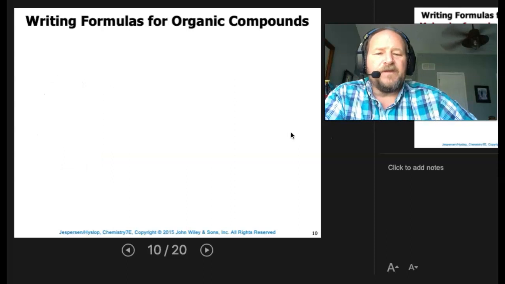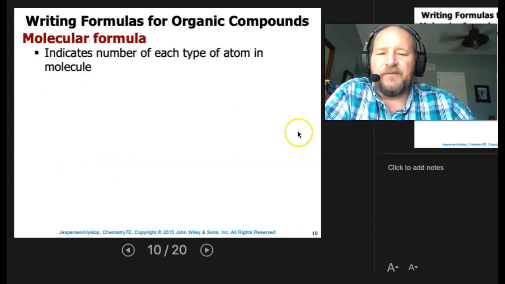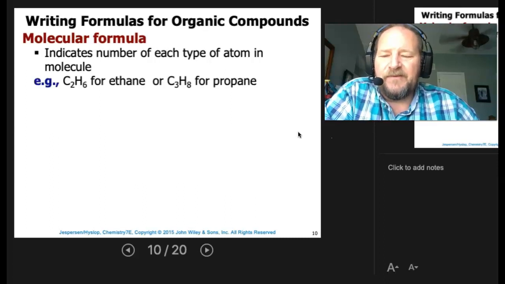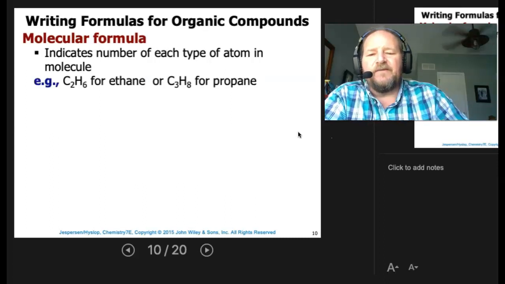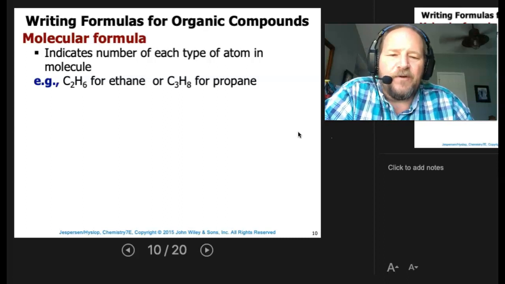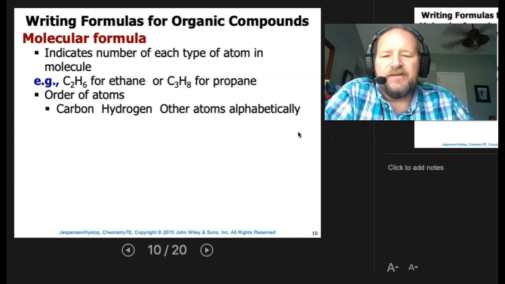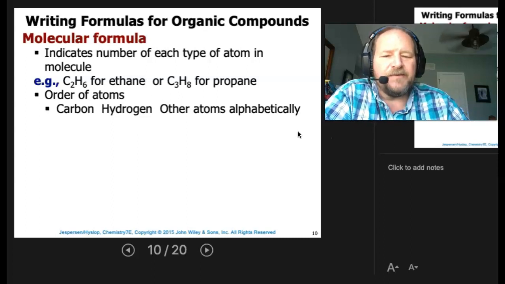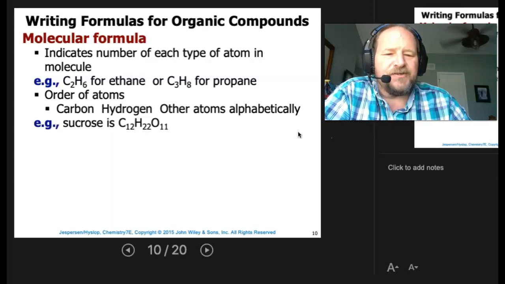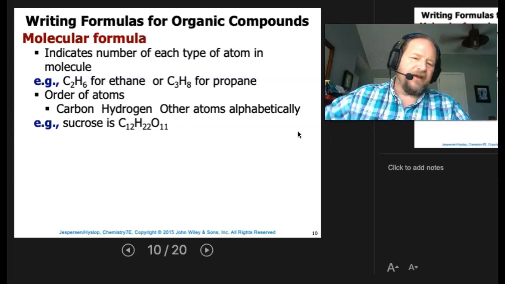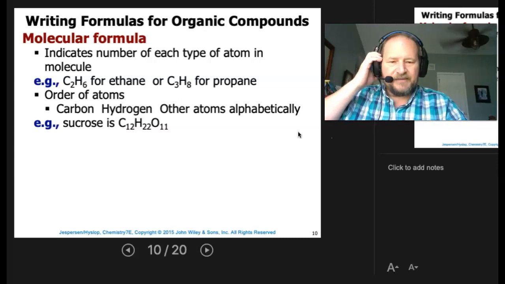All right, so writing formulas for organic compounds, well, they're molecular formulas, so it indicates the number of each type of atom in the molecule. So C2H6 for ethane, or C3H8 for propane. The order of the atoms is carbon, hydrogen, and then other atoms would be alphabetical. So carbons are always first, followed by hydrogen. So if I was going to write out sucrose, for instance, C, then H, then we go in alphabetical order after that. In this case, we only have oxygen, so oxygen would be last.